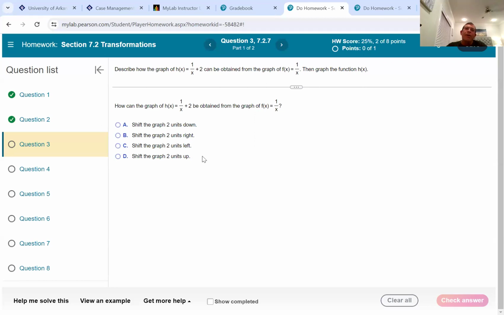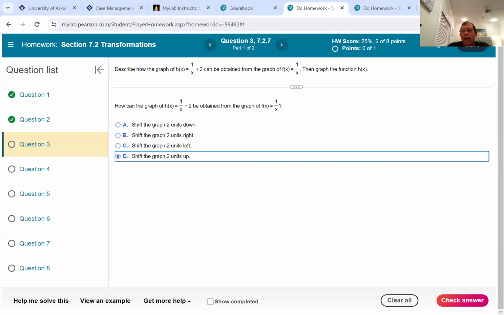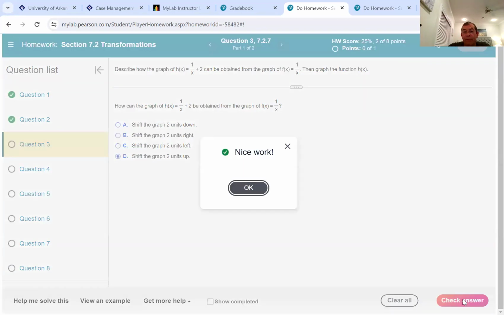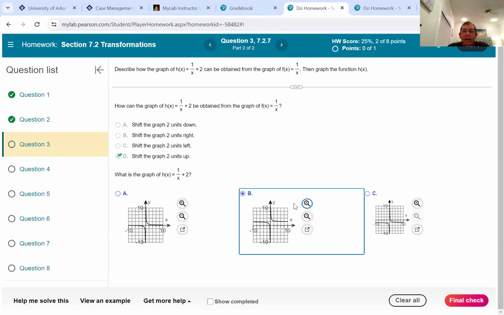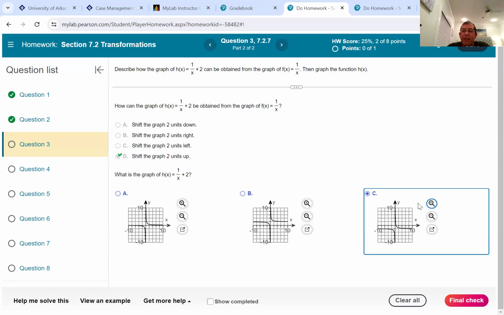Also, another way you can do this is graph it on your calculator and actually see what happens. Go to y equals and put 1 over x plus 2, and you'll see that that graph actually did go up 2 units. Now, they don't make you graph this one, but you got to pick which picture it is. So A, B, or C, which one went up?